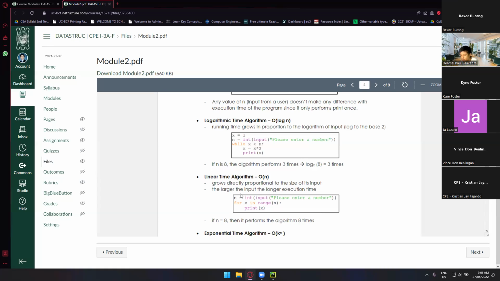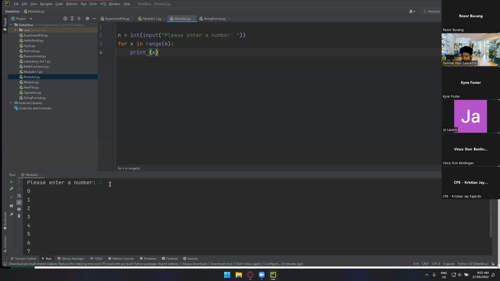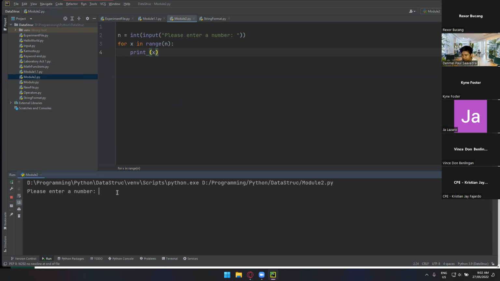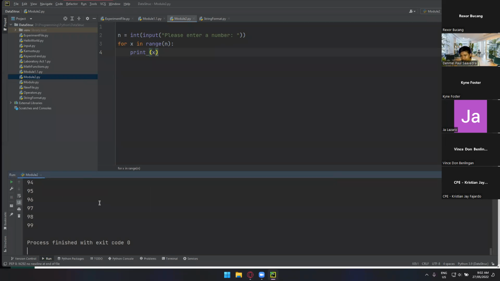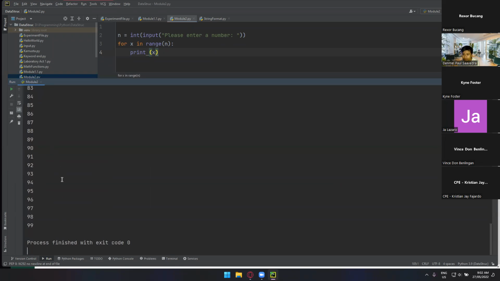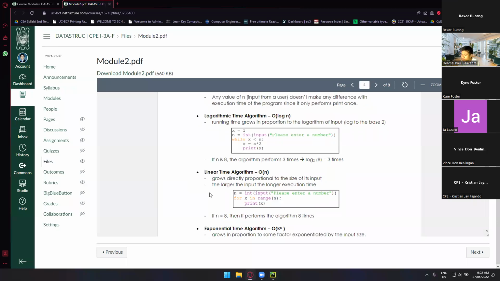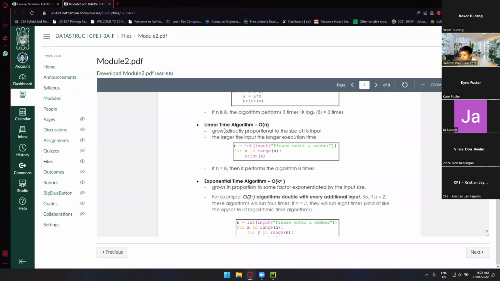So it's like 0 to 0, 1 to 1, 2 to 2. So if n is 8, then it performs the algorithm 8 times. Whereas if we have 100, then this will perform 100 times. But it's going to display 0 to 99. So yeah, that's it for the linear time.